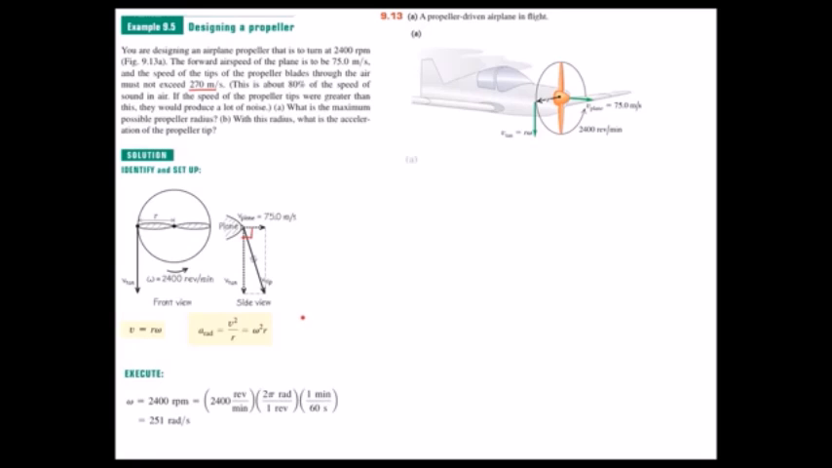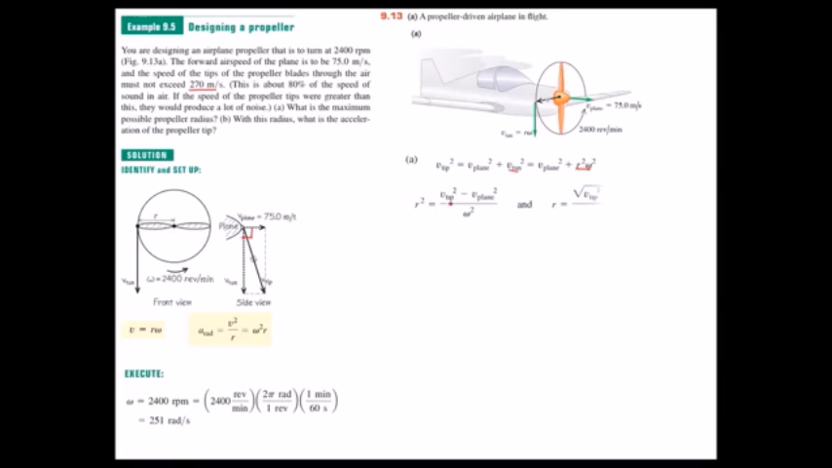The first thing I'm going to need to do is to convert the angular velocity of the propeller from revolutions per minute to radians per second. And here's the conversion factors, and I get 251 radians per second. Now I use Pythagorean's theorem. The tip speed squared must be equal to the speed of this plane squared plus the tangential speed of the propeller tip squared. And replacing this with r omega, I have this term.